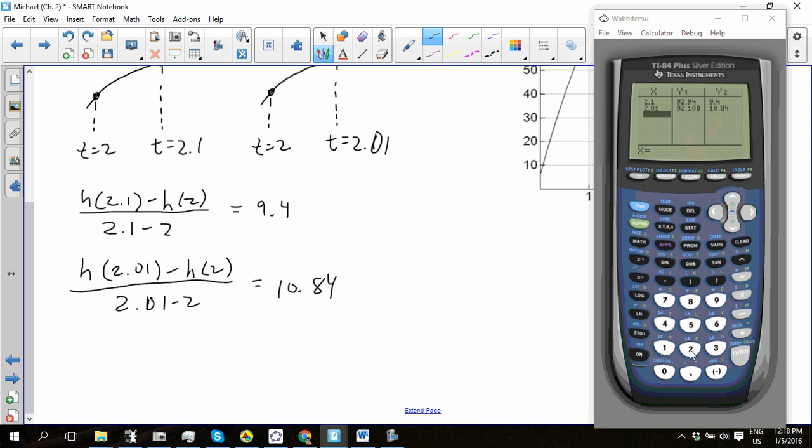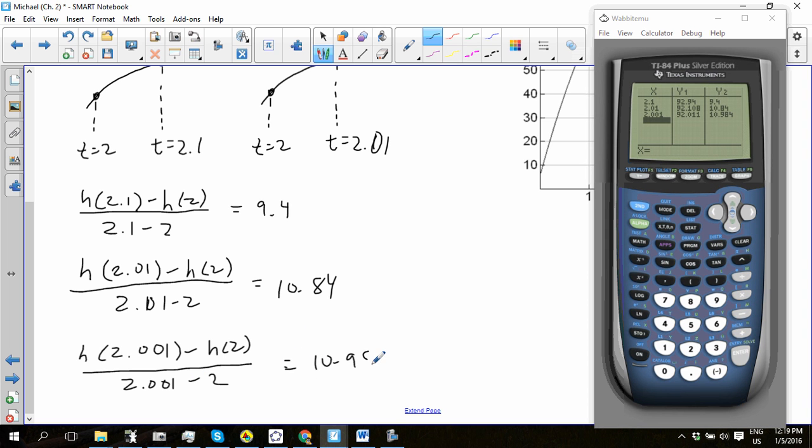Okay, let's try 2.001. 10.984. So h of 2.001 minus h of 2 over 2.001 minus 2 is 10.984. And I'll go one more, 2.0001.